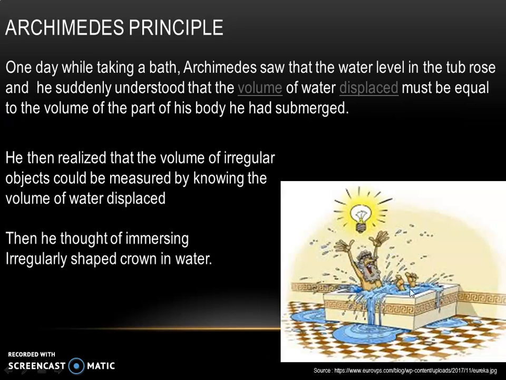One day while taking a bath, he noticed that the water level in the tub rose, and Archimedes suddenly understood that the volume of water displaced must be equal to the volume of the part of his body which is submerged in water. So he realized that the volume of irregular objects could be measured by knowing the volume of water displaced. So he thought of immersing the irregularly shaped crown in water.